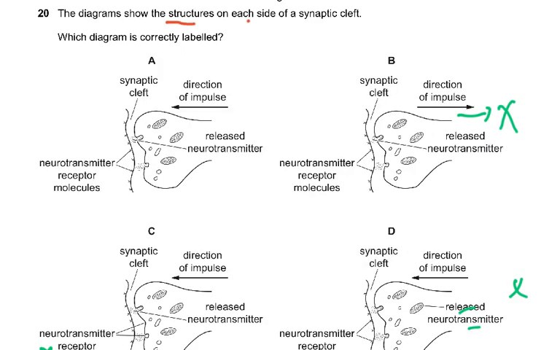The diagram shows the structures on each side of a synaptic cleft. Which diagram is correctly labeled? Very possible question in the exam this year. Now I'll tell you why. The answer is of course A. But why is B wrong? You can see the direction of the impulse is wrong. Because the vesicles are here, the direction of the impulse should have been like this. But the direction of the impulse is here, so this is wrong.